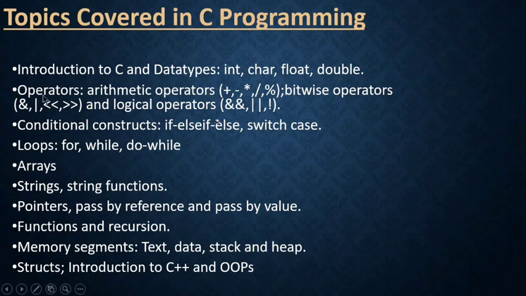And we also learned about different types of operators, like arithmetic operators, bitwise operators, and logical operators. In arithmetic operators, we have plus, minus, multiplication, division, and modulus. Coming to the bitwise operators, we have bitwise AND, bitwise OR, bitwise left shift, and bitwise right shift. And the logical operators in C programming are logical AND, logical OR, and NOT. These are some of the operators that we learned in this internship.